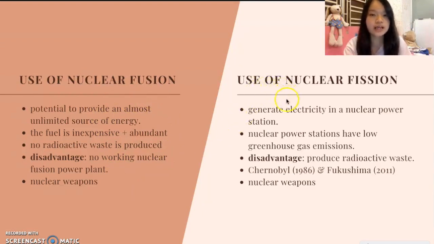Nuclear fission can be used to generate electricity in a nuclear power station. Nuclear power stations have low greenhouse gas emissions. However, a disadvantage of the use of nuclear fission is that it produces radioactive waste, and the nuclear accidents that happened in Chernobyl in 1986 and Fukushima in 2011 have also highlighted many risks involved in the use of nuclear fission. Both nuclear fusion and nuclear fission can be used to create nuclear weapons.